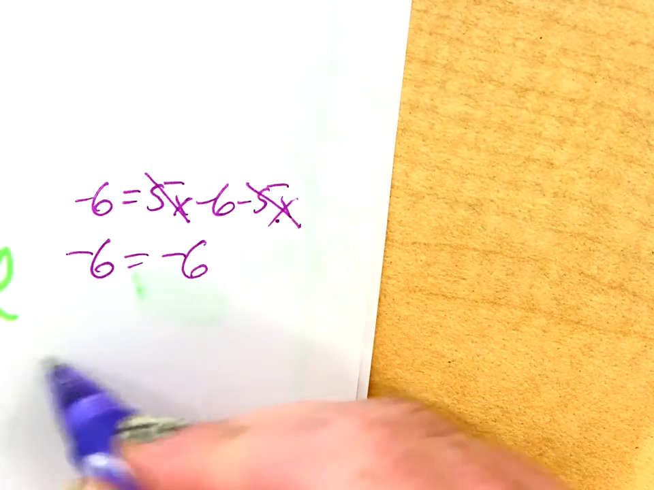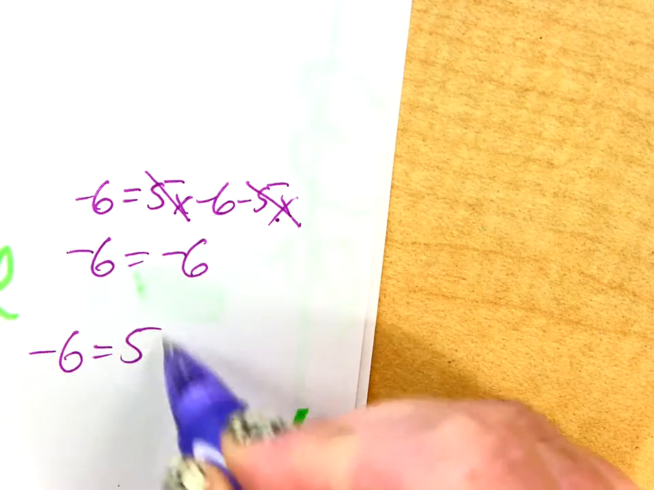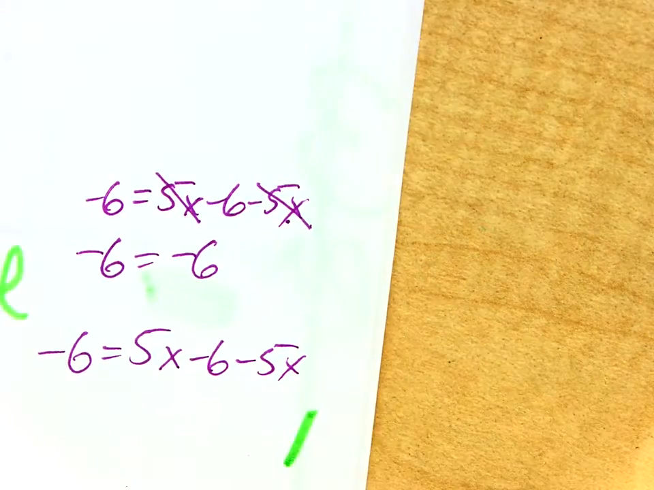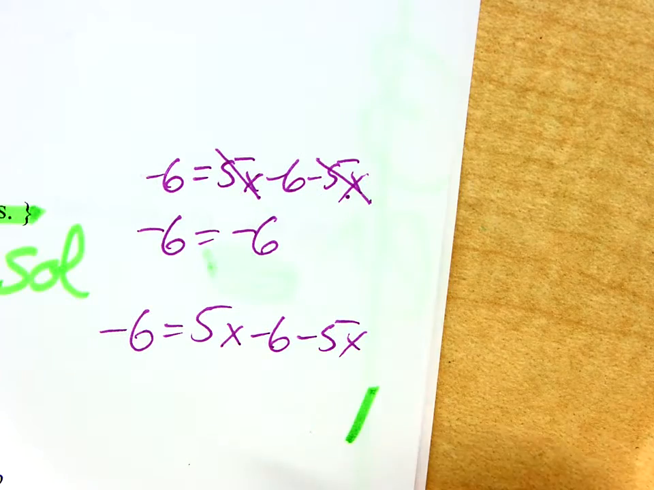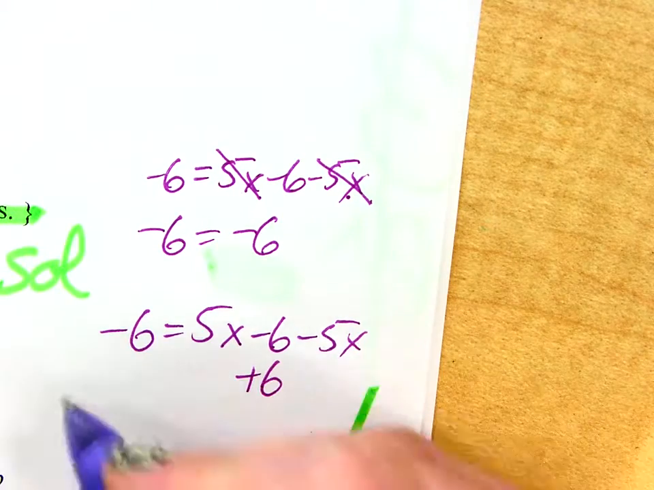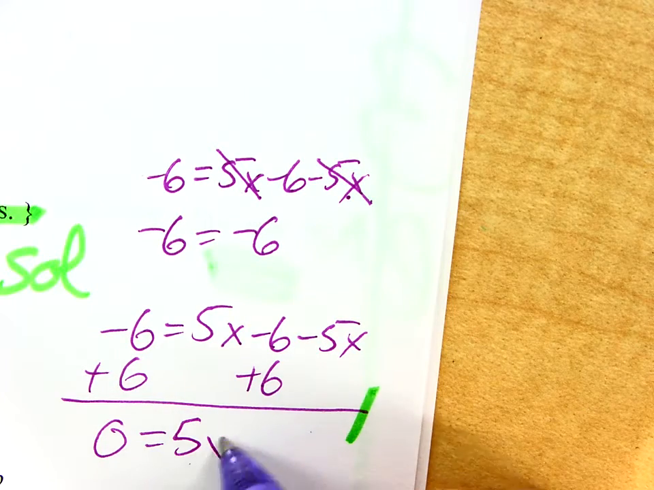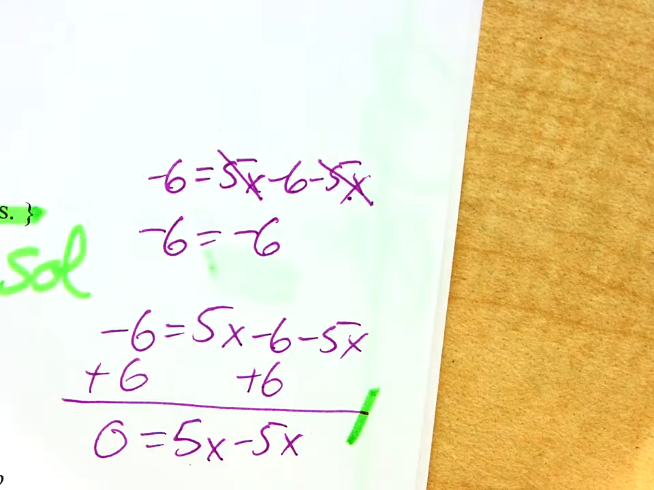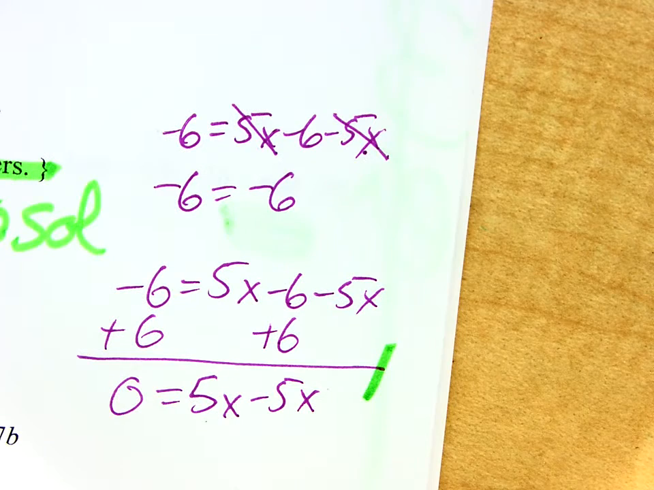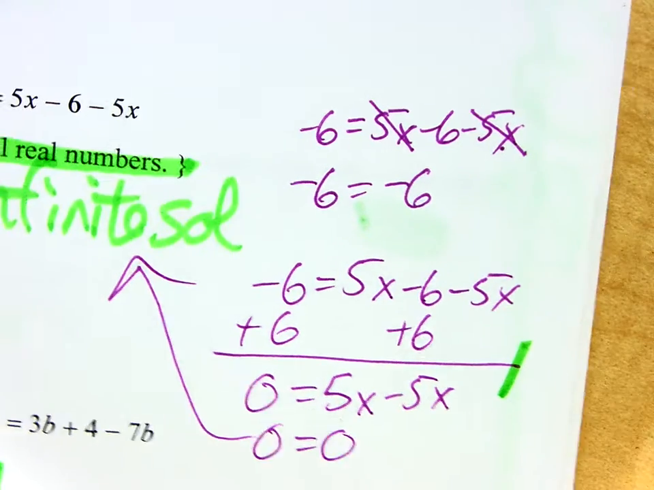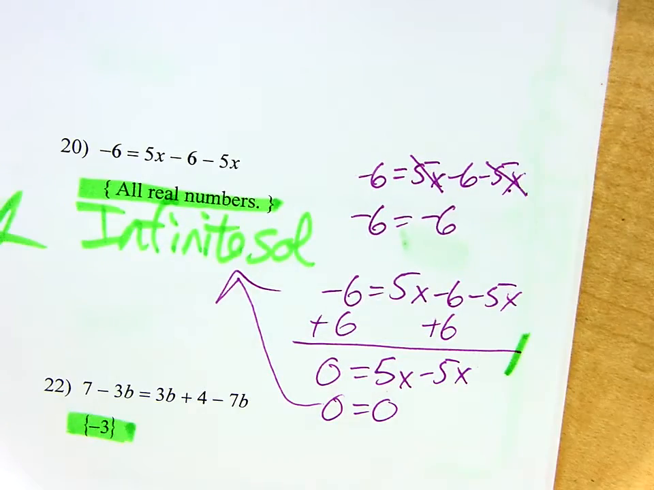Okay? And some of you had done this instead, so just to show you that it doesn't matter if you had 5x minus 6 minus 5x. Some of you started by adding 6 to both sides, I think, which is fine. You can definitely do that. Now you're here, 0 equals 5x minus 5x. Well, again, 5x minus 5x is 0. So you get 0 equals 0, which is still a true statement, and that's what it means. Infinite solutions are all real numbers, okay?